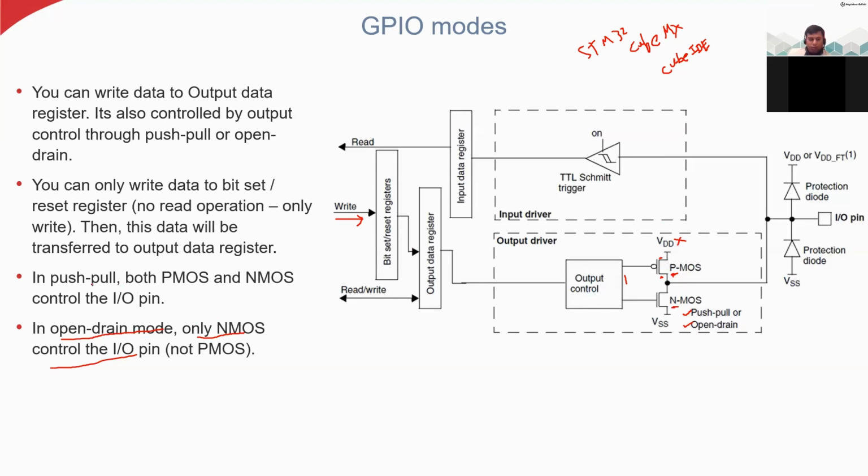But push-pull mode means we are using both this transistor and also this transistor. So we are not setting any don't care condition. We are just applying the input based on the input status. Either of the transistors will be on, then we will get this VDD or this ground, and then we get the signal status at the input output pin.